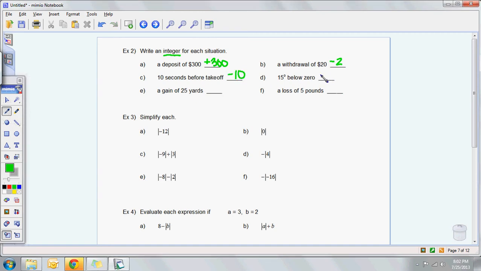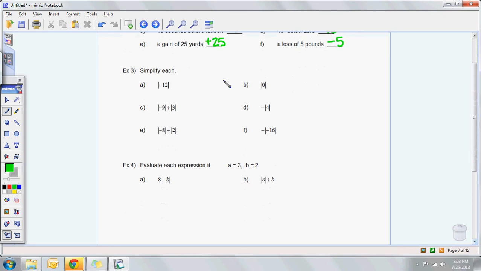15 below 0, so if it's below 0, your temperature is in the negatives. You gained 25 yards, so positive, and you lose 5 pounds. So those are just representing your integers. And then here's our absolute value. Remember, those brackets are absolute values.